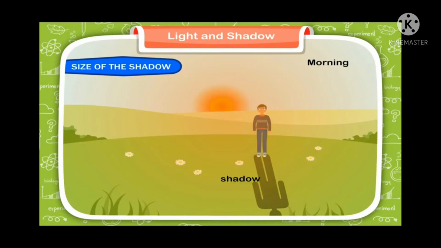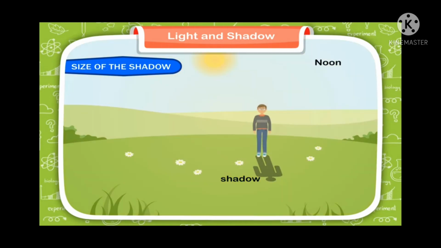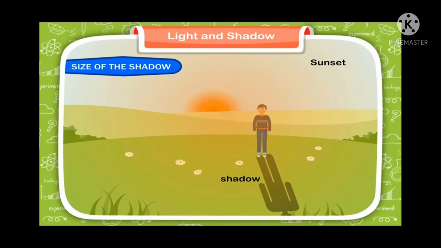Now, size of the shadow. Shadows are very long in the morning. When the sun rises, their length starts decreasing, and it is shortest at noon, and starts increasing in the afternoon and becomes very long till sunset.